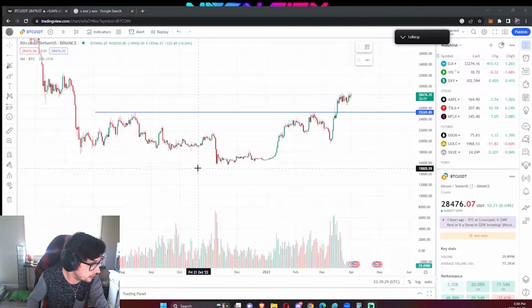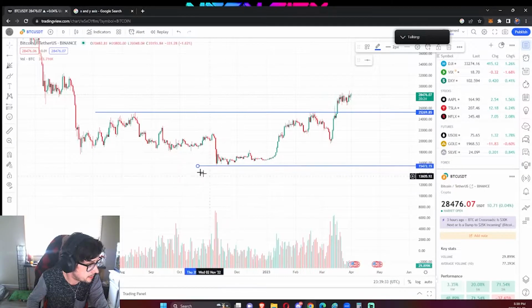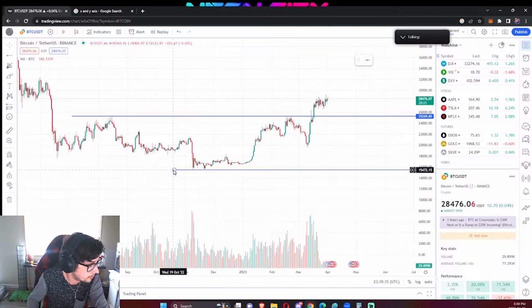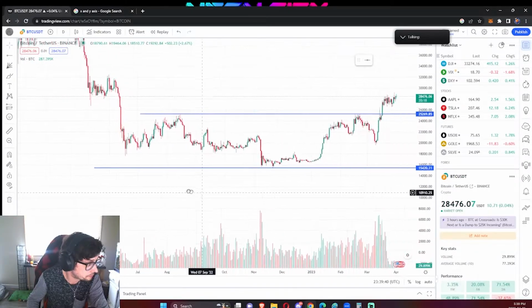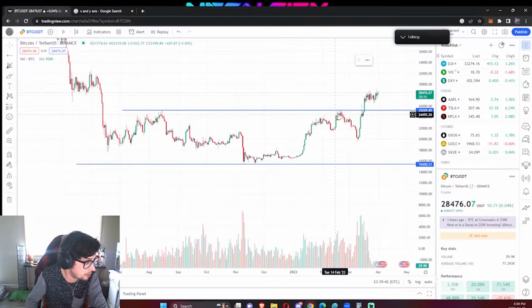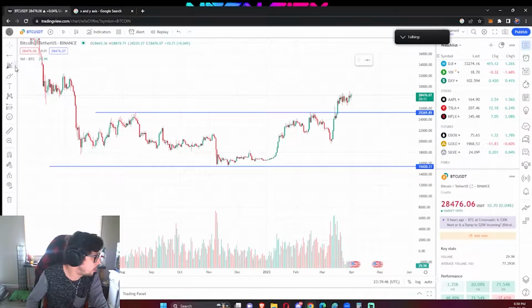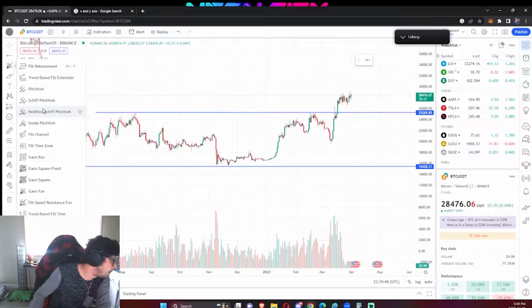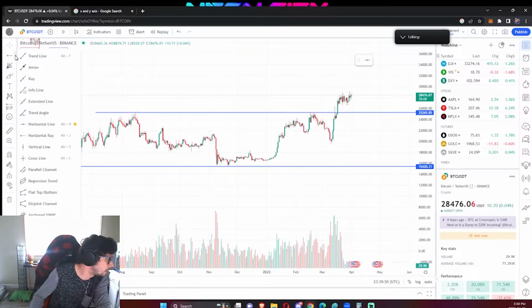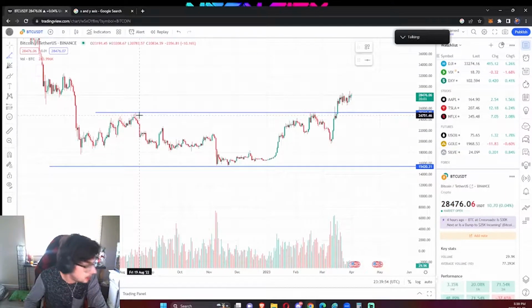We use a horizontal ray and set it at an important low level, which is this. Right? So now we've got this range. So now we use an angle tool, trend angle, and Gann always works with 45-degree angles, and I'll show you why the 45-degree angle is so important.